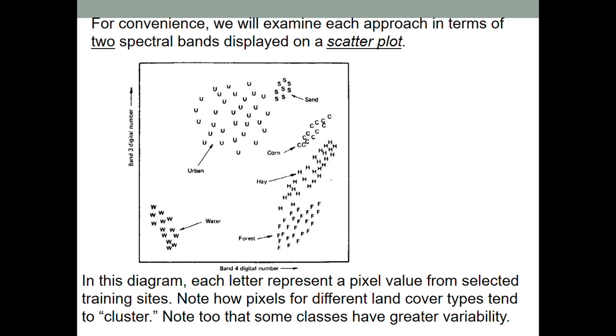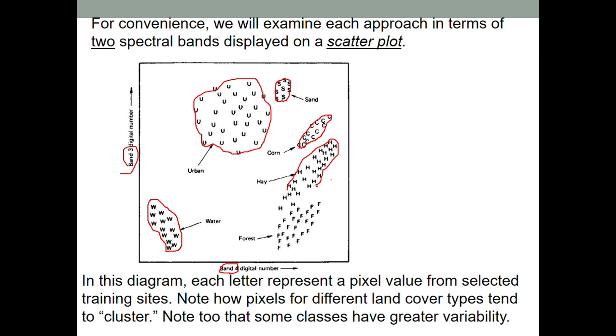So here, if you look, each letter represents a different kind of pixel value from selected training sites. For band 3 versus band 4, this is how the pixel values are scattered, and those two values represent different classes. As you see here, each group of pixel values represents a different class: corn, sand, urban, hay, and also forest.